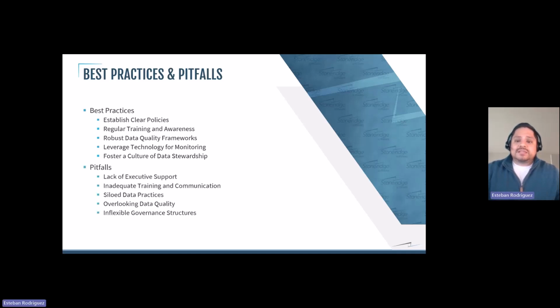Having explored the best practices in data governance and compliance, it's essential that we also address the common pitfalls that organizations might encounter. Understanding these challenges can prepare you to avoid or mitigate them effectively.